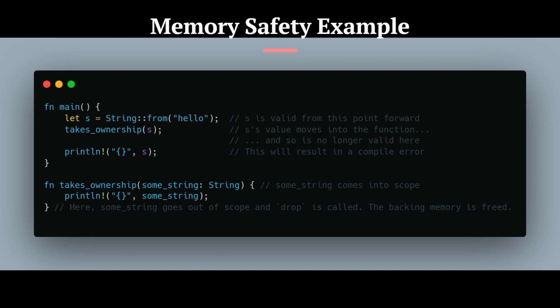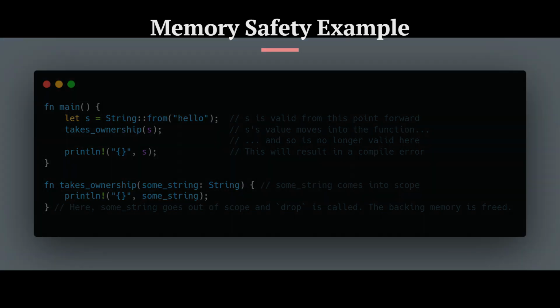Now, in this code we are trying to print s after its ownership has been transferred to the takeOwnership function. This results in a compile time error, preventing us from using memory that's no longer valid.